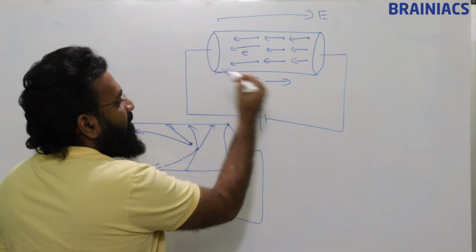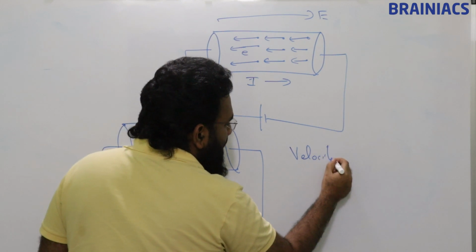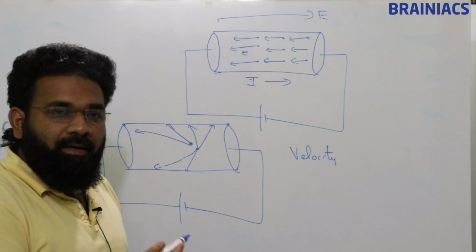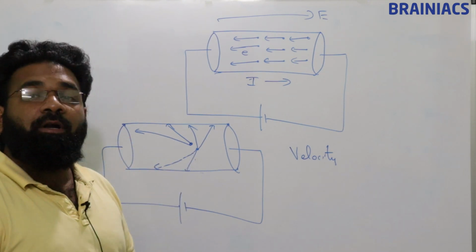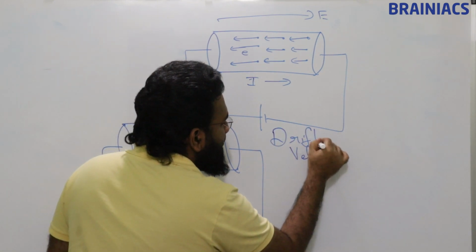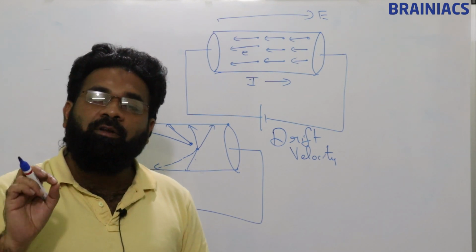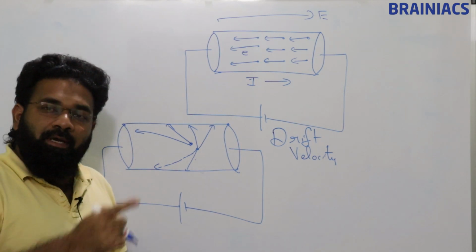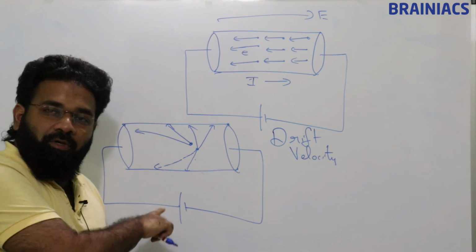So the velocity with which the electrons are moving under the influence of the electric field when we connect a battery is called drift velocity. It is not the velocity of one electron. Drift velocity is the average velocity of electrons in the conductor when we apply a battery on the circuit.